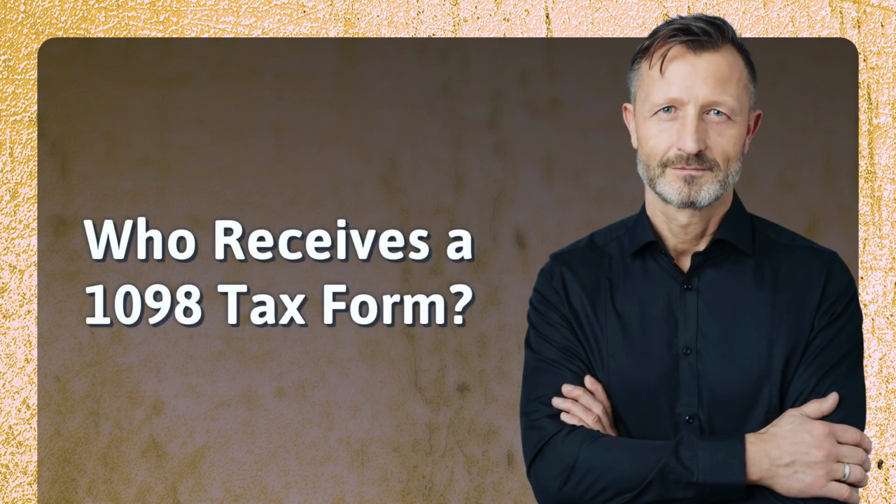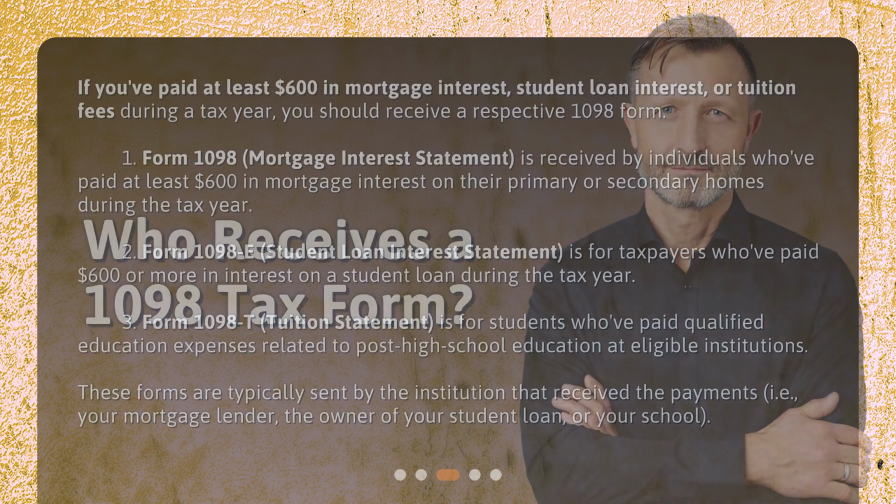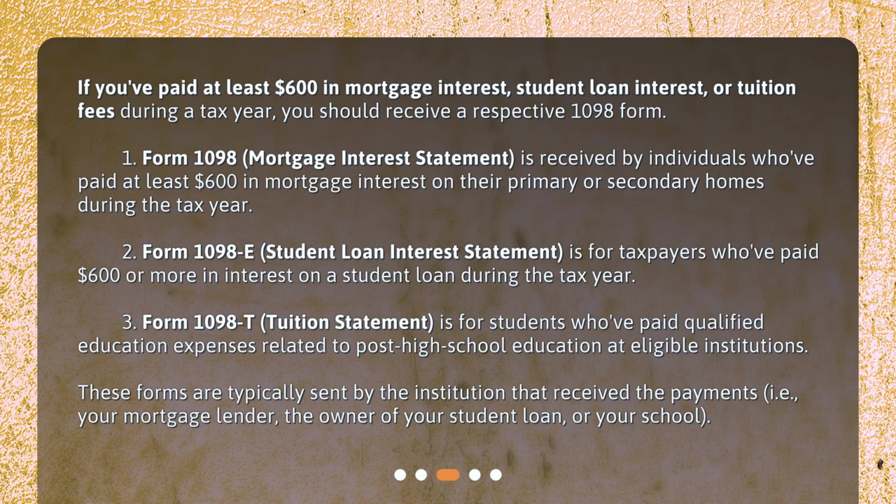Who receives a 1098 tax form? If you've paid at least $600 in mortgage interest, student loan interest, or tuition fees during a tax year, you should receive a respective 1098 form. 1. Form 1098, Mortgage Interest Statement, is received by individuals who've paid at least $600 in mortgage interest on their primary or secondary homes during the tax year.